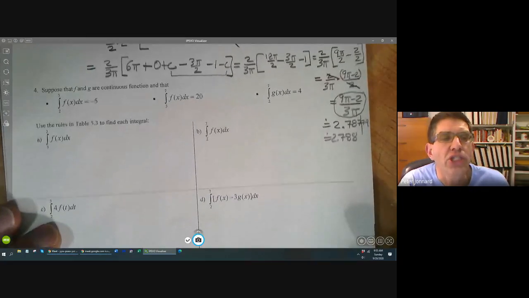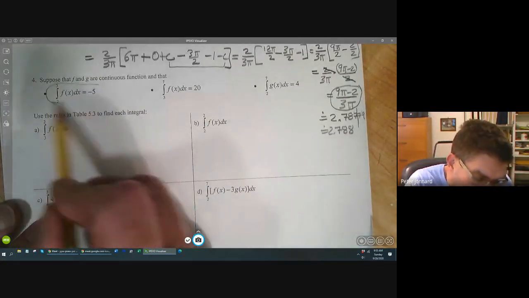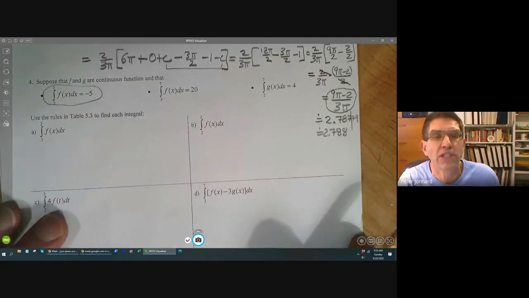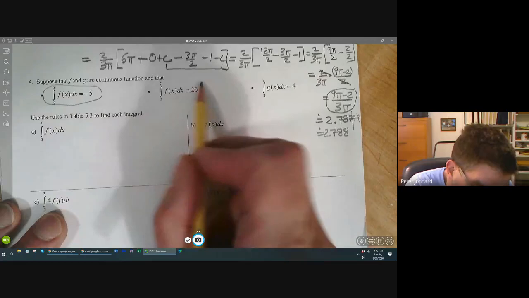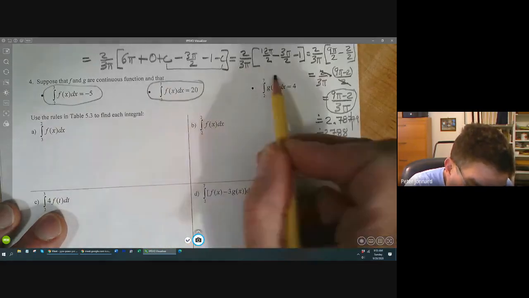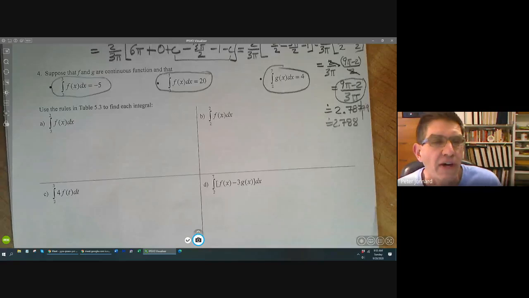Suppose that f and g are continuous functions and that we know some information. You guys, these are classic multiple choice type questions. This dot is like a bullet. It's not a multiply. That's just the word processor format. We know these 3 facts. There the 3 facts are. Use the rules in table 5.3 to find each integral.